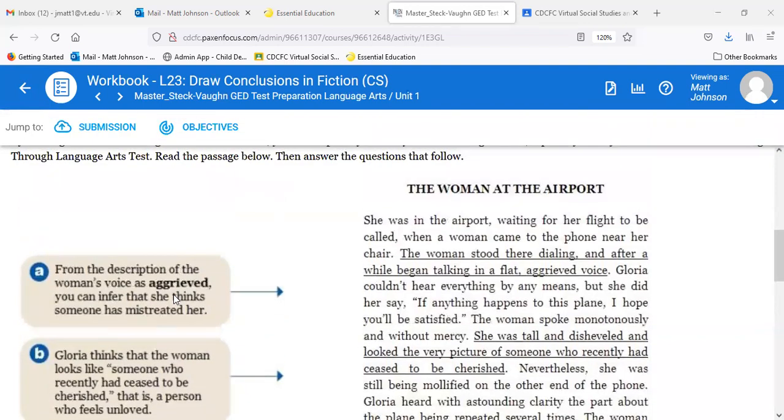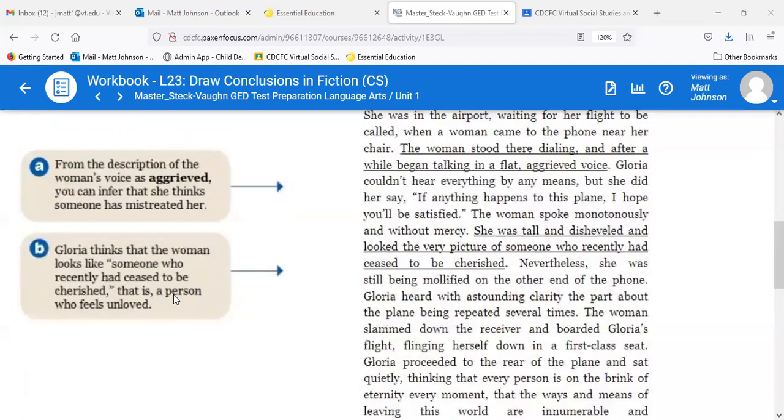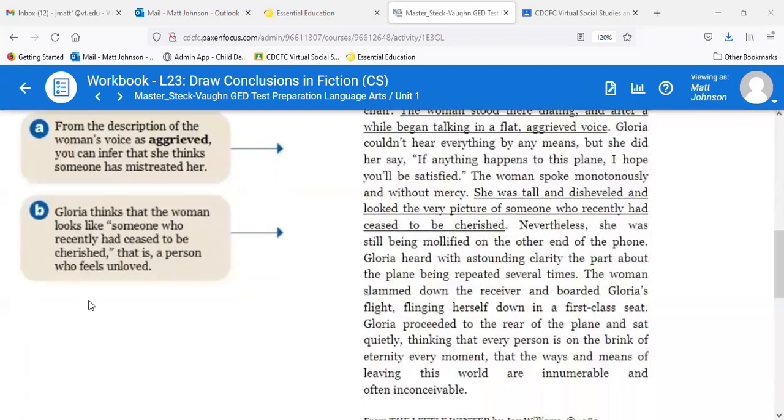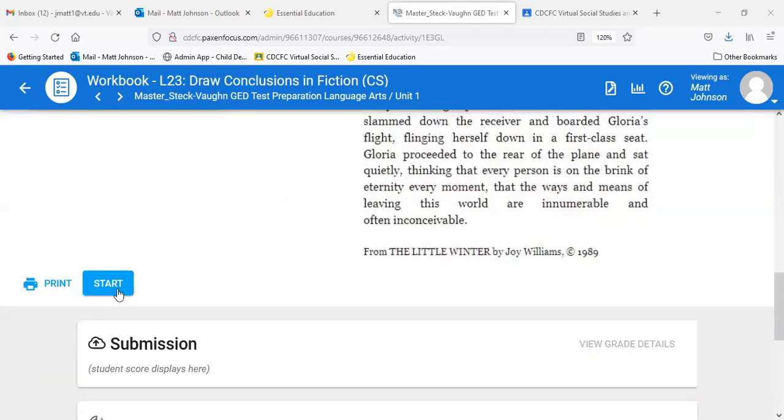Talking in a flat, aggrieved voice. Someone has wronged her. She's tall and disheveled, right? So that's telling you something about her too. She's not in the best condition, probably emotionally. Something's happened to her, and the way she's talking on the phone. So we can maybe assume maybe she's going through a divorce, maybe she's splitting up with her partner, something like that is happening to this woman. We can draw that conclusion.